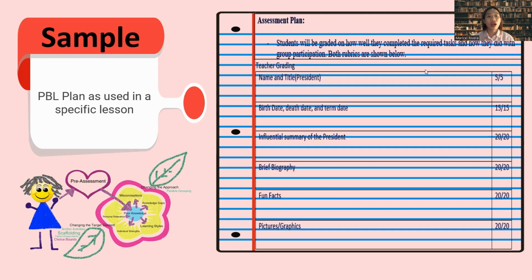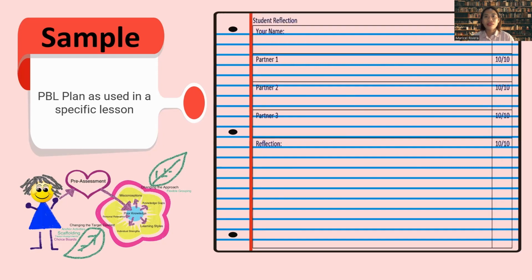So I would encourage and recommend that, aside from the teacher grading and putting the rubrics, you also include an assessment. This is a requirement: it should be a question, and you have to include this one as well. The assessment would be about the topic that is being discussed. And then, of course, student reflection.